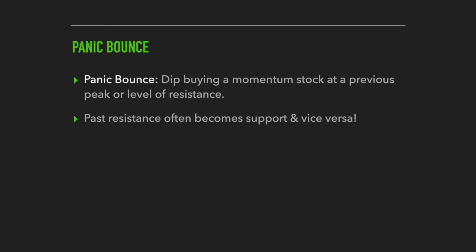And the way that this works is you're looking to dip buy these momentum stocks at a previous level of resistance or at a previous peak or high. The reason for that is simply because past levels of resistance, once they're broken, often become a new level of support, and vice versa. Past levels of support that are broken often become a new level of resistance.